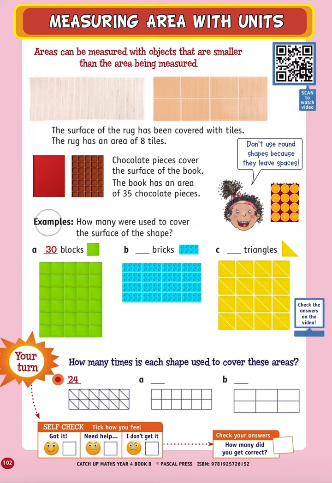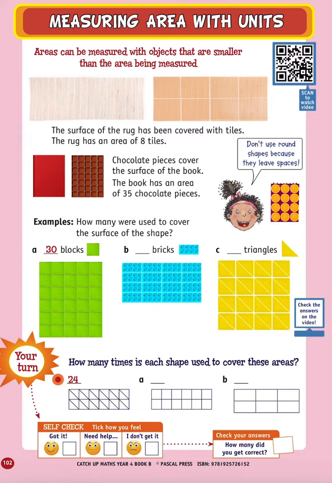Now let's look at the examples. How many did we use to cover the surface of the shape? In this shape, how many blocks? There's 1, 2, 3, 4, 5. 5 times 1, 2, 3, 4, 5, 6. 5 times 6 is 30.